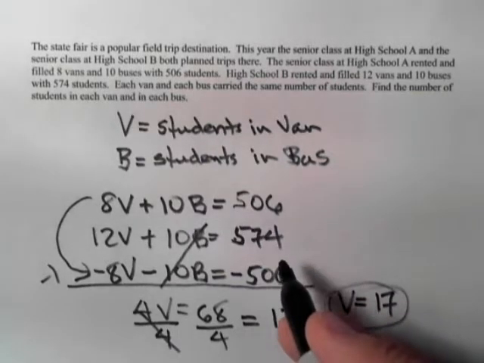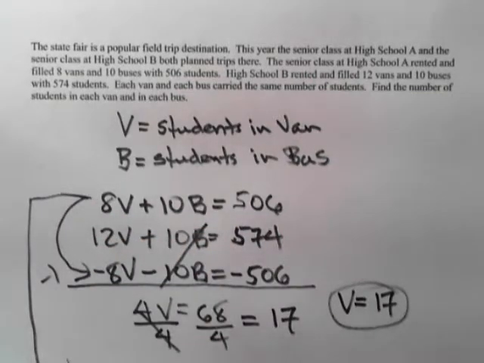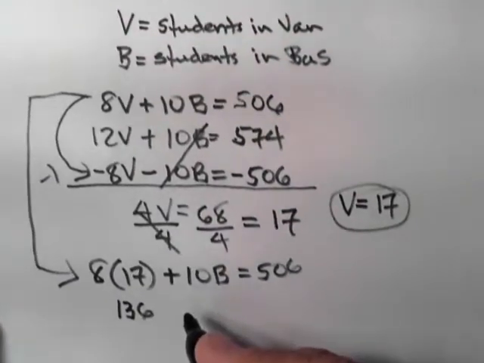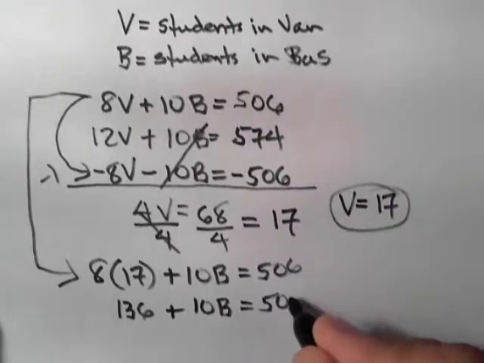Okay, let's see what a bus has. Either one of the equations up here will work. Let's do the second guy. 8 vans, which would be 8 times 17, plus 10 buses equals 506. Well, okay, 8 times 17 is going to give me a total of 136 students. So this is 136, okay, plus 10 times B equals 506.